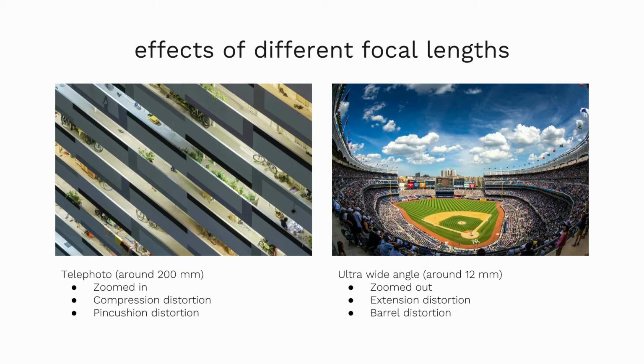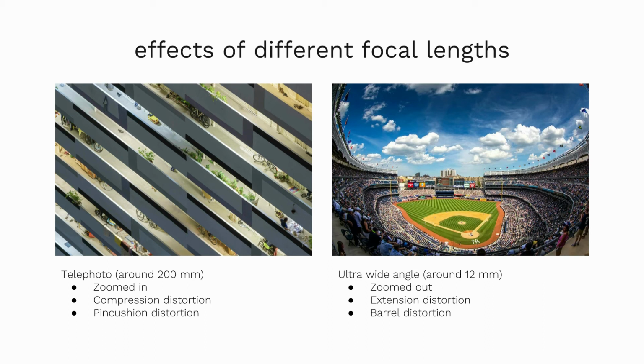Okay, so these are the effects of different focal lengths. The picture on your left is taken using a telephoto lens of around 200mm, and the photo on your right is taken with an ultra wide angle lens of around 12mm. Notice that 200mm is longer than 12mm, and so 200mm is more zoomed in than 12mm. Always think about that, okay?